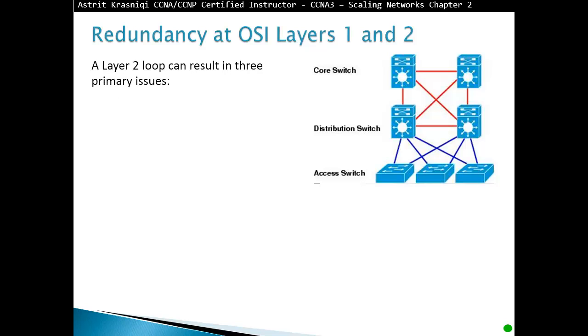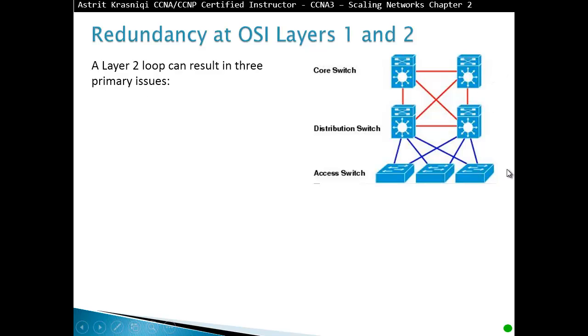So, redundancy on OSI layer 1 and 2, for example, don't forget, these are the hierarchy. We have access layer switches here, then we have distribution layer switches, and we have core layer switches. You can see everything is nicely redundant. So if one path fails, then we will start using another path. A layer 2 loop can result in three primary issues.